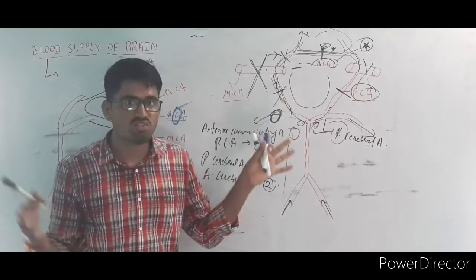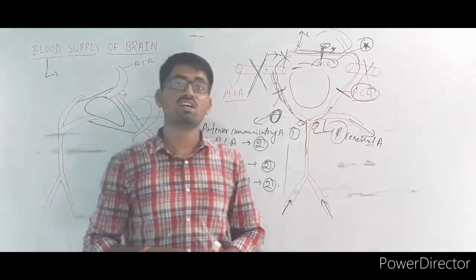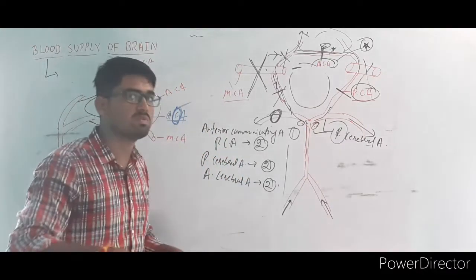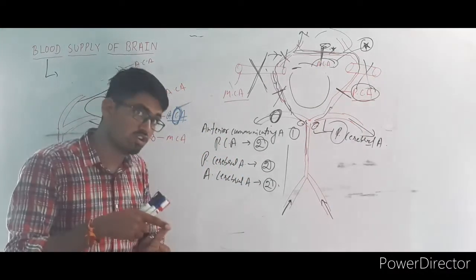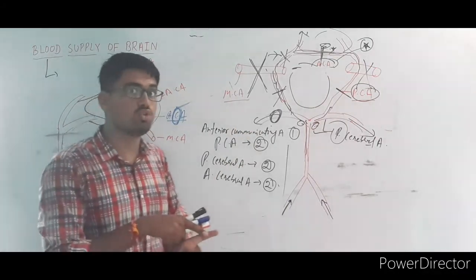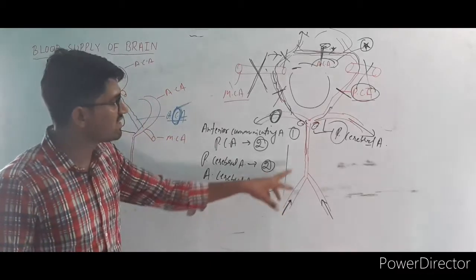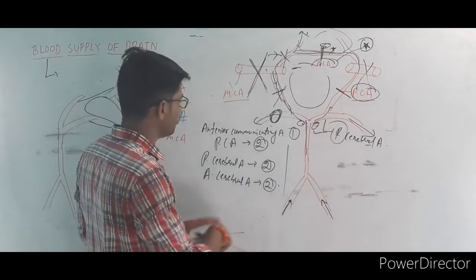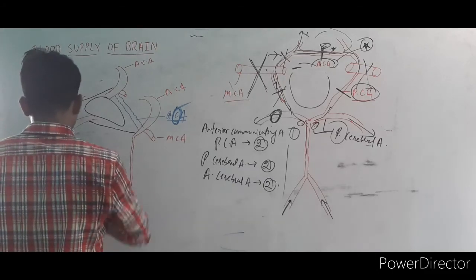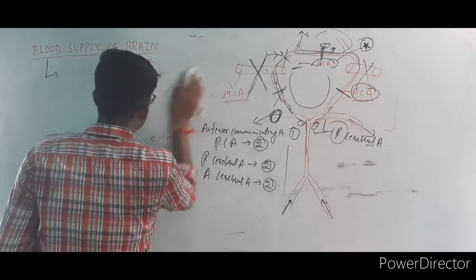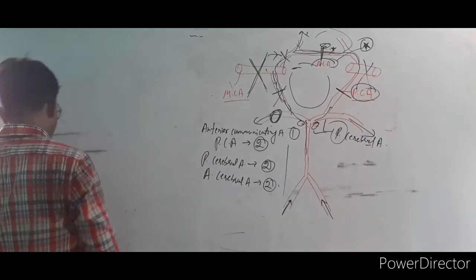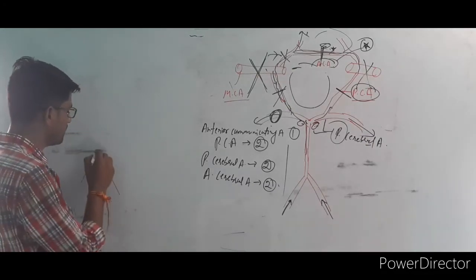Because all these vessels are present in the subarachnoid space, that's why it's called subarachnoid hemorrhage. Now I think you understood the subarachnoid space. Where the berry aneurysm is present, that also you understood. And this is a thing you can draw anytime, anywhere. You can draw this circle of Willis anytime. Very simple. You have to draw like this.